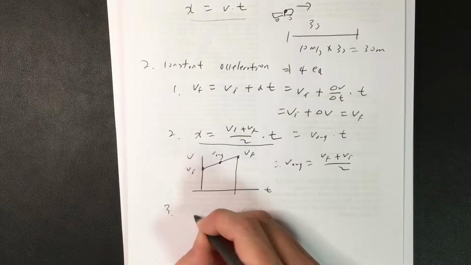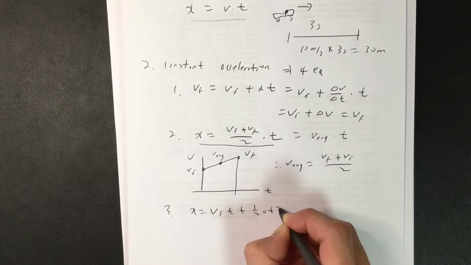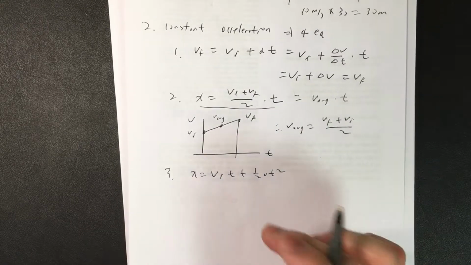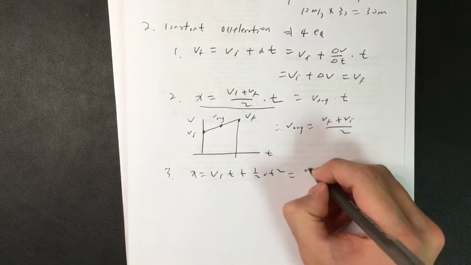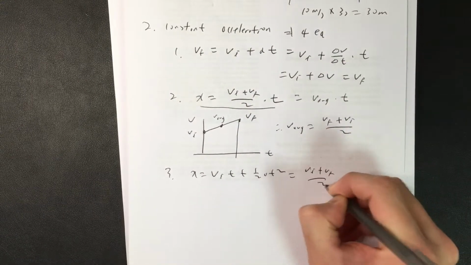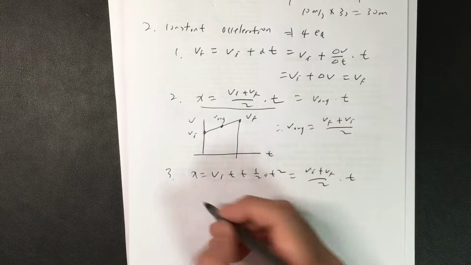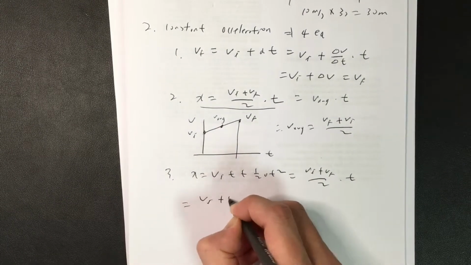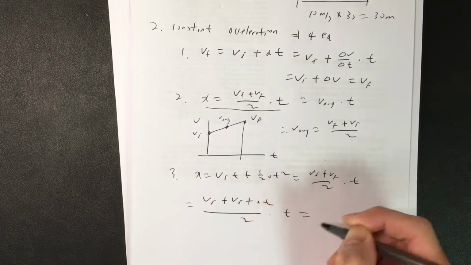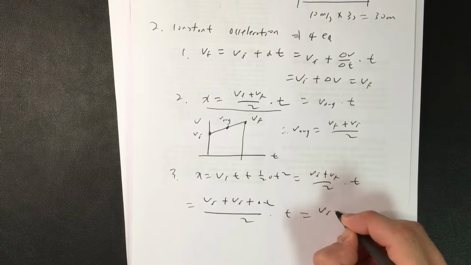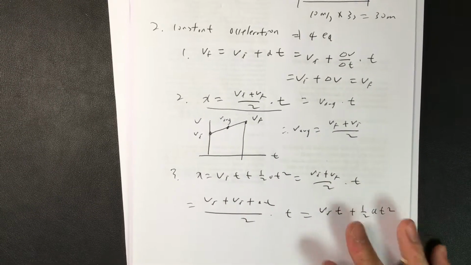The third equation is x equals v initial times time plus 1/2 a t squared. You get this from the second equation, which was (v initial plus v final) over 2 times time. If you plug in the first equation for v final, this becomes (v initial plus v initial plus at) over 2 times time, which if you solve would simply become v initial times time plus 1/2 a t squared.